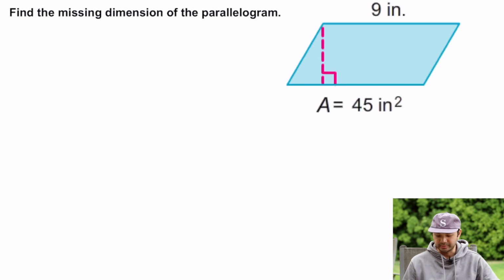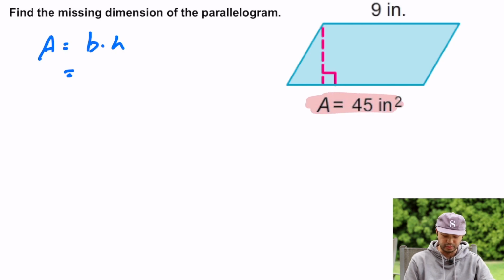Easy enough. Sometimes you're going to be given the area and you're going to want to know what the height is. So, missing dimension here. If you're not sure what to do, at least write out what the formula is. Area equals base times height. So figure out what we know. We know that the area is 45 inches squared. So where the A, which stands for area, is, I'm going to write 45.